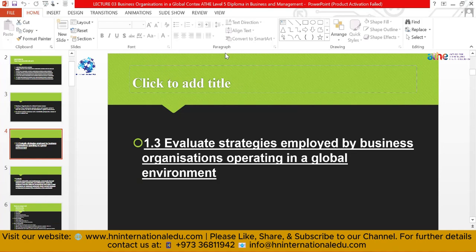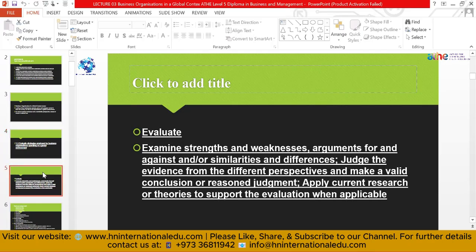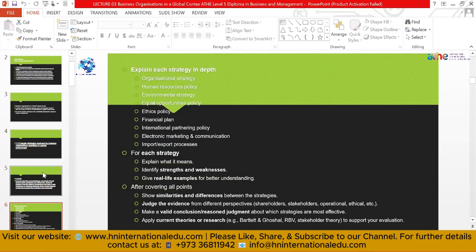As usual, you need to focus on the command verb, that is evaluate, which means once you have done the explanations for the indicative content points, you need to work on strengths and weaknesses, similarities and differences, judgment, conclusion. And the question itself is all about the strategies. In the indicative content, you can find the points under the heading organizational strategy. This is the description of the command verb. In the question, you need to work on all these points.